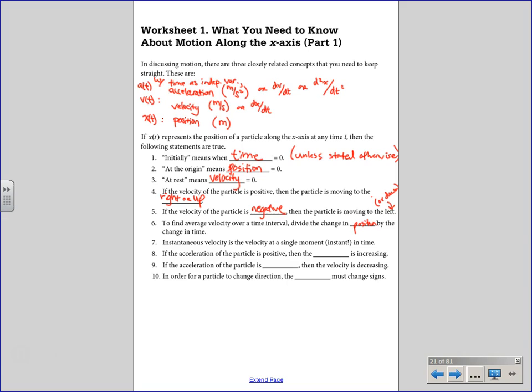Change in position over change in time. And literally, if you want to write yourself a little note, even though we're going to try and get this in our notes as well. Change in position is a difference of positions, x of b minus x of a all over b minus a. Does that kind of ring a bell? f of b minus f of a all over b minus a, average rate.